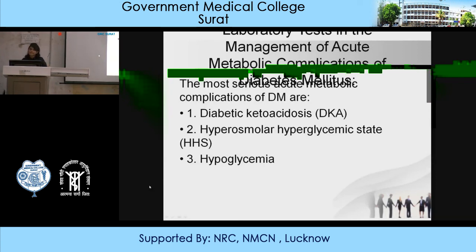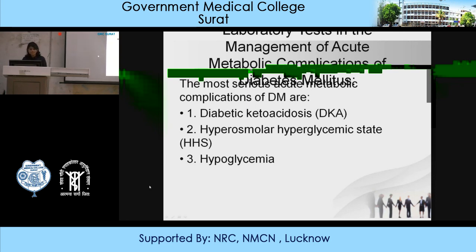The first one is diabetic ketoacidosis. This is most commonly observed in patients of type 1 diabetes. The second one is hyperglycemic hyperosmolar coma, which is more common in patients of type 2 diabetes. And the third one, that is hypoglycemia, which is in general the most common acute complication.